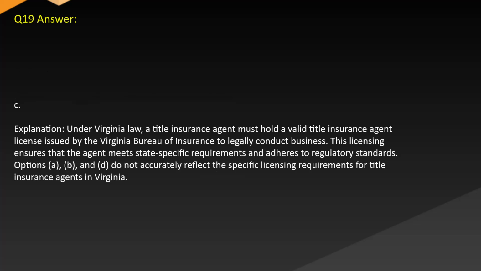Answer C. Explanation. Under Virginia law, a title insurance agent must hold a valid title insurance agent license issued by the Virginia Bureau of Insurance to legally conduct business. This licensing ensures that the agent meets state-specific requirements and adheres to regulatory standards. Options A, B, and D do not accurately reflect the specific licensing requirements for title insurance agents in Virginia.